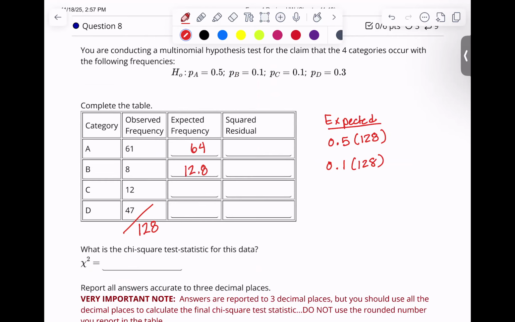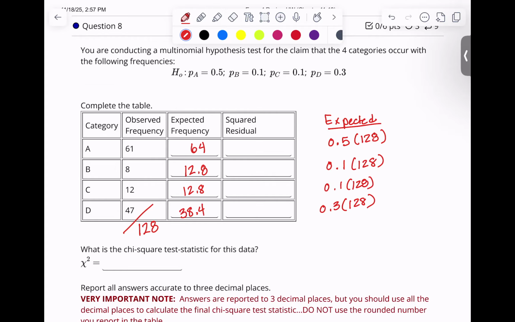We expect the category C also occurs 10% of the time. 0.1 times 128 is 12.8. And we expect that category D occurs 30% of the time. So 0.3 times 128, which is 38.4.